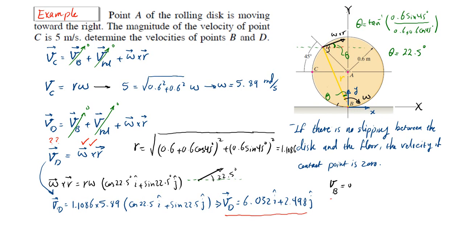We already found the velocity of point B. So these are what we were asked to find.